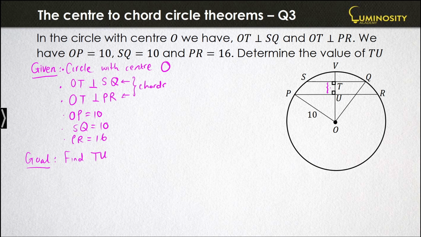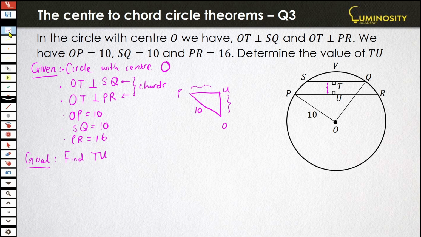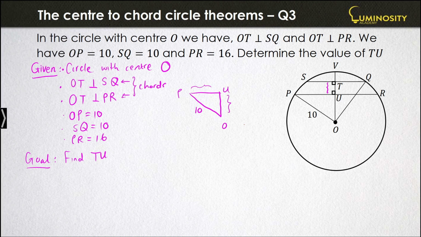So if we look at this diagram, I can see two right angle triangles. The first one I see is this triangle here, PUO, where OP was given as 10 units. I don't know the length of PU yet, and I don't know the length of OU yet. Then I was given another triangle that I can see in here, so I'll draw it up like this.